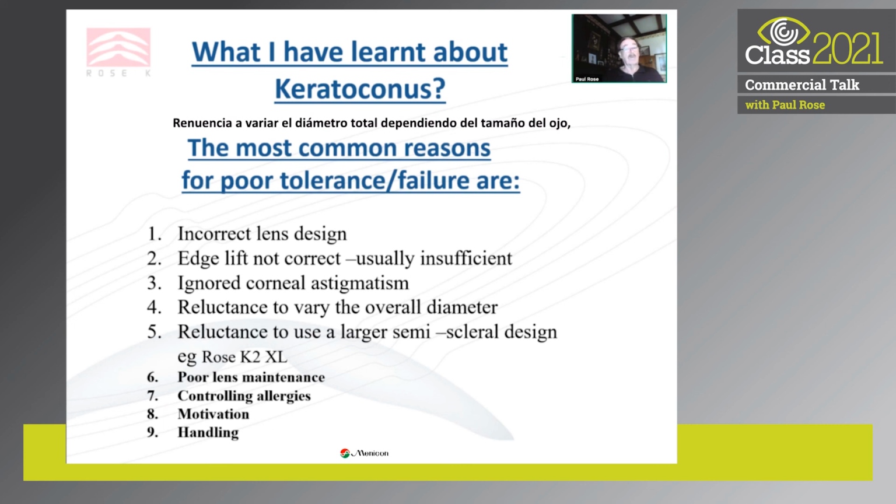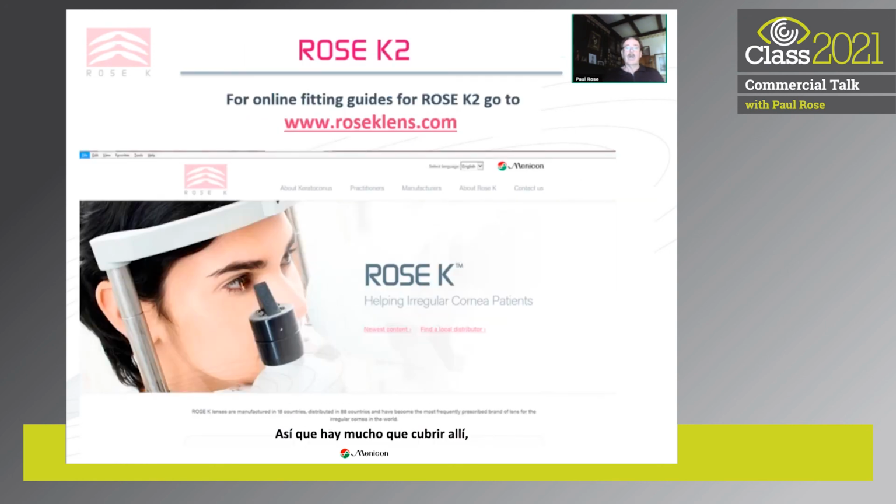Reluctance to vary the overall diameter depending on the size of the eye, how steep the condition is, the tightness of the lids, all those things influence the overall diameter that you need to choose. Number 5, are reluctant to use a larger semi-scleral design. If a patient has failed with a corneal lens before, then I will often immediately move to my XL design. And other things, poor lens maintenance is so important. You can do a wonderful fitting, but if the patient doesn't look after the lens, they will very quickly have issues. So a lot to cover there.